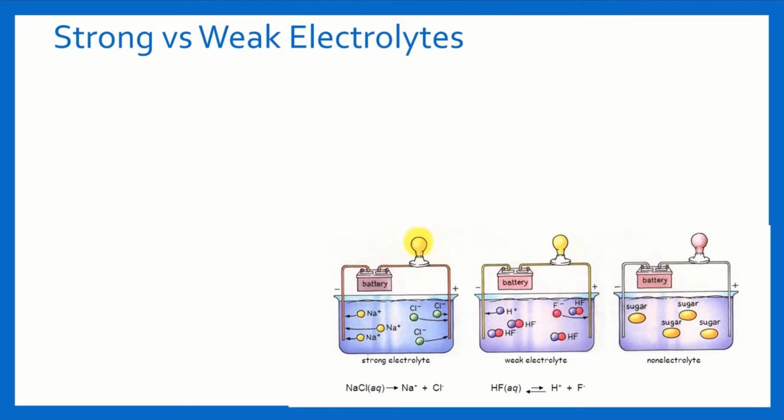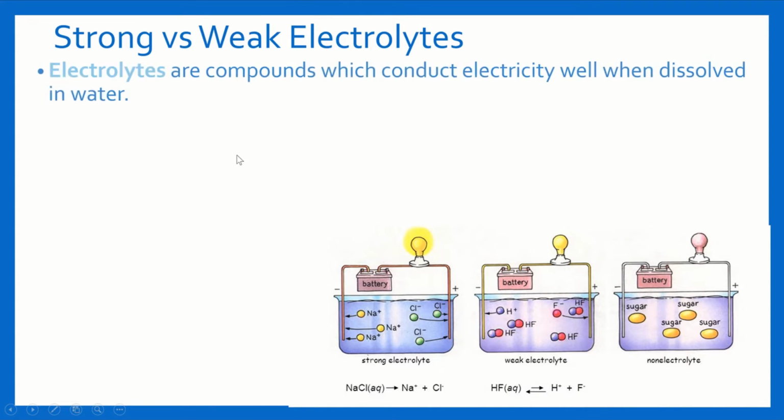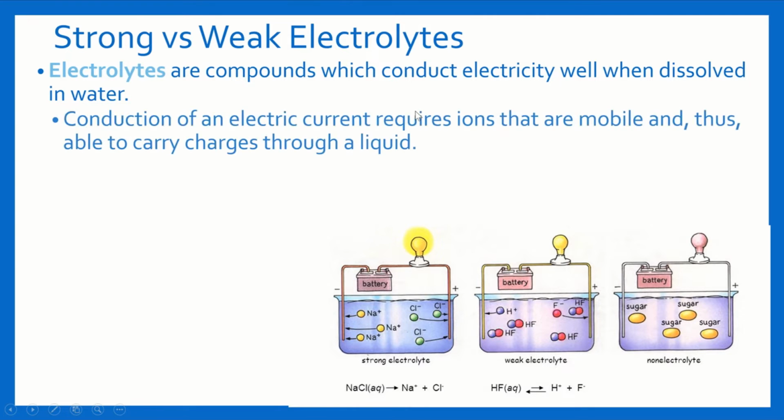So starting off with electrolytes. And more importantly, what classifies or constitutes a strong versus a weak electrolyte. So electrolytes are compounds that when they dissolve in water, they're going to break apart and form positive and negative ions, which you can then conduct electricity through that solution because of those positively and negatively charged ions.